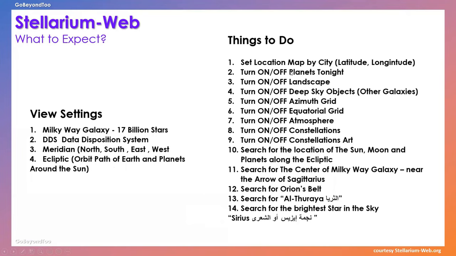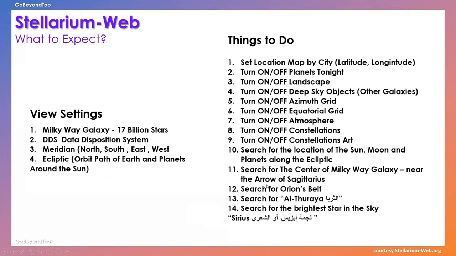And what can you do besides turning on these settings? You can set the location map by city. That will be the latitude and longitude, the meridians of the Earth. You can turn on and off the planets, the landscape, deep sky objects such as other galaxies such as the Andromeda galaxy, the azimuth grid, the equatorial grid, atmosphere, constellations, constellation art. You can search for the location of the sun and the moon and other planets along the ecliptic. You can search for the center of the Milky Way galaxy, which I just showed you, near the arrow of the Sagittarius.